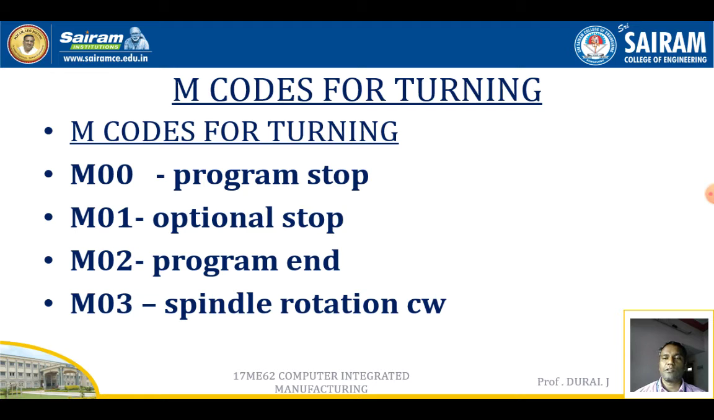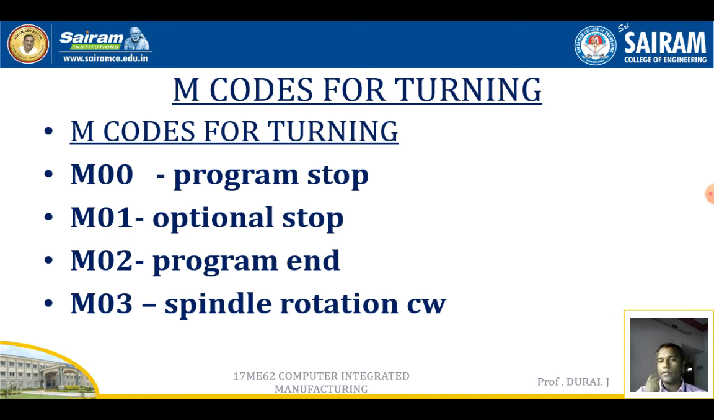M codes are also called miscellaneous codes. They will be used for functions other than the tool movement. All the other functions that take place in the CNC machine will be mentioned with the help of the M codes. So usually they are used for coolant on, coolant off, spindle on, off, door close, off, spindle rotation, as well as check on, off. For those purposes these M codes will be used.